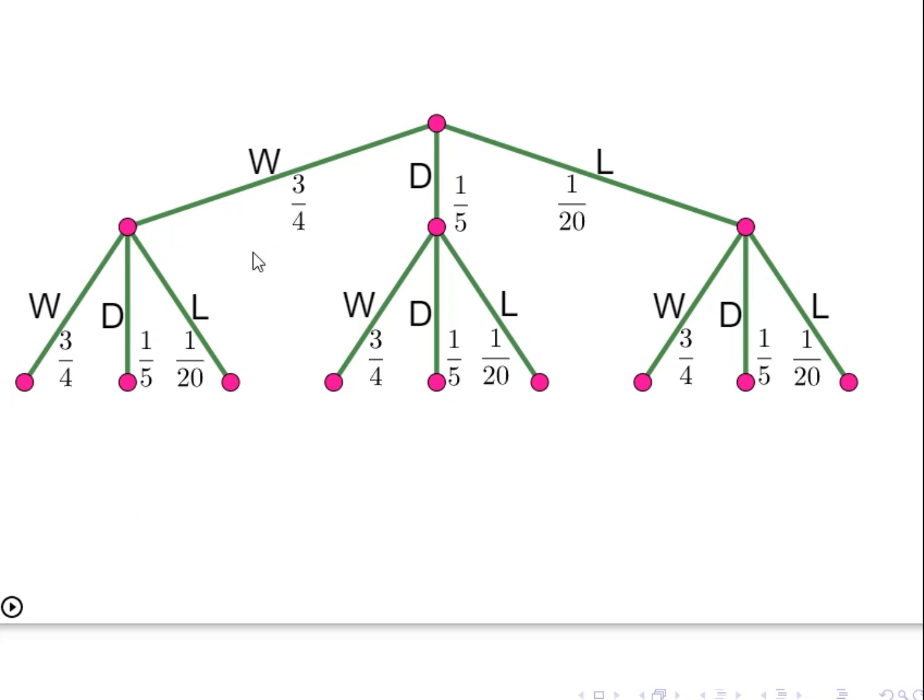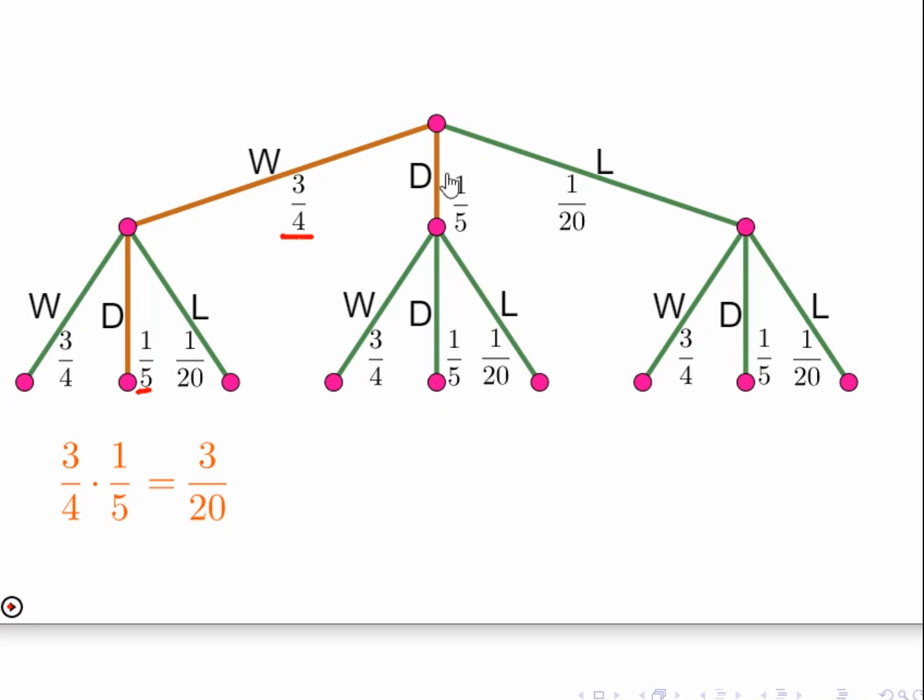So the question is, what about a win and a draw? How many ways can a win and a draw happen, and what's the probability? Well, the first way it can happen is we go left and then to the middle, right? We get a win and then a draw. And to find the probability that this happens, we're going to multiply the probabilities along the pathway. And when I do that, I get 3/4 times 1/5 equals 3/20.